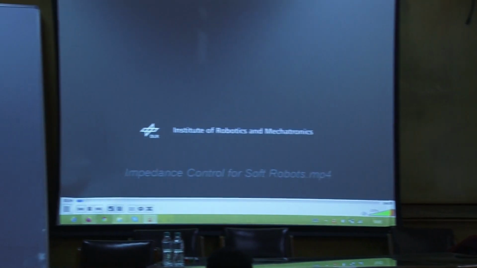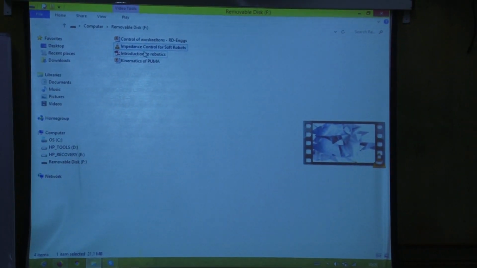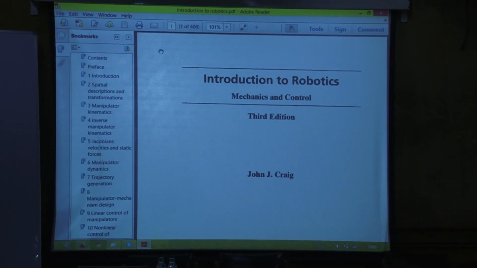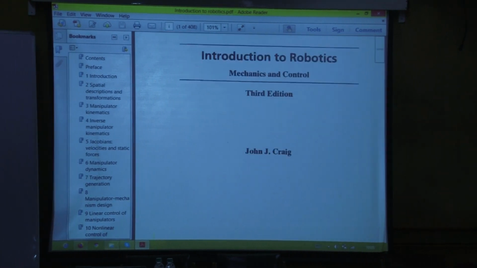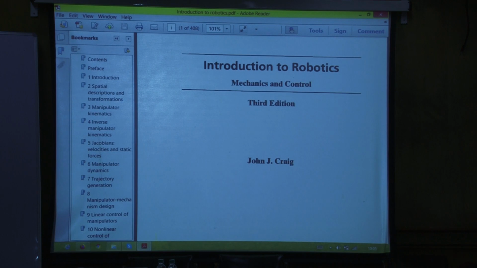So the copy of the textbook, have you got the textbook? The hard copy will be given to you. They are supposed to give it today. So the soft copy is here: Introduction to Robotics by Craig. I'll leave the soft copy here. So if you want a copy of that, just copy it and take it.